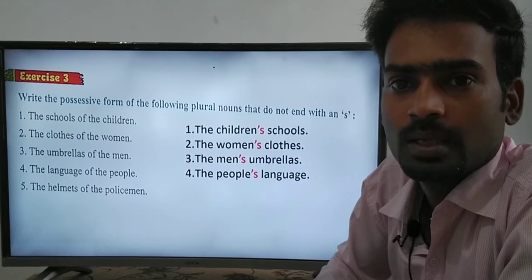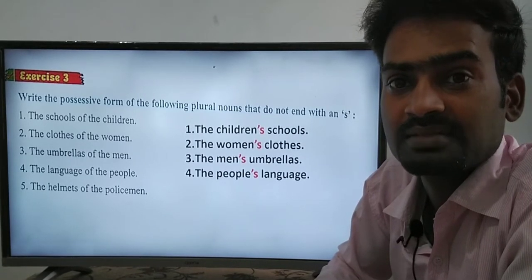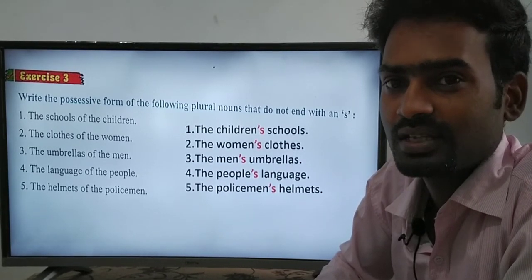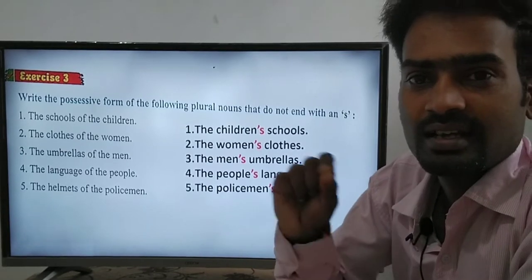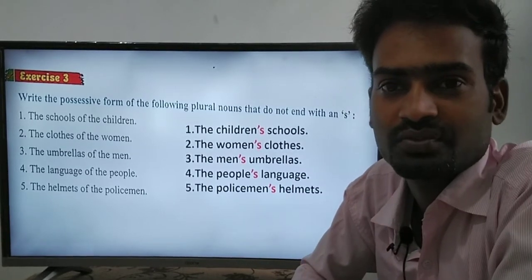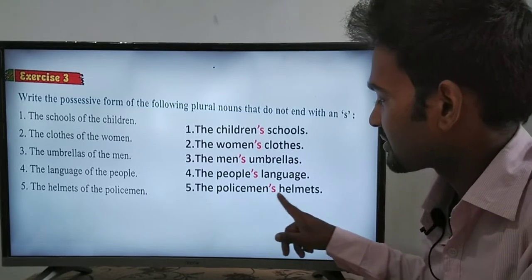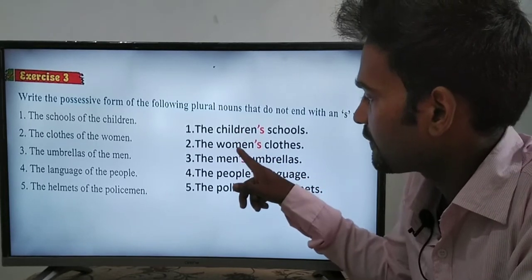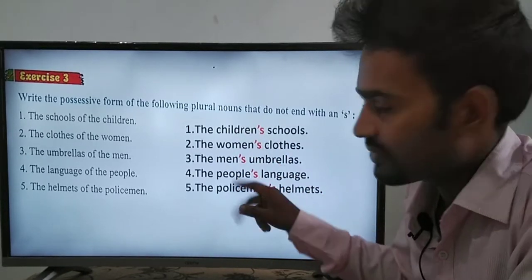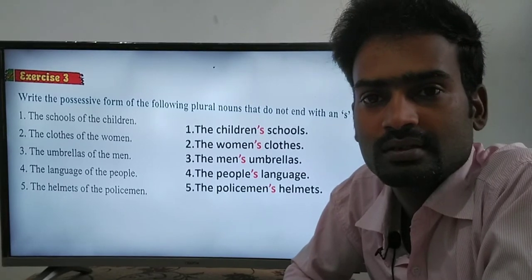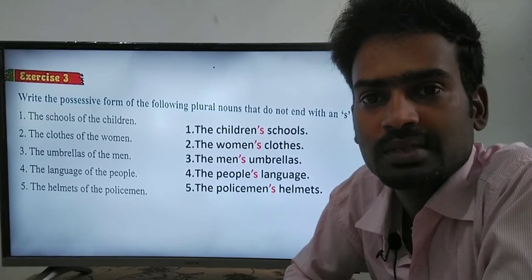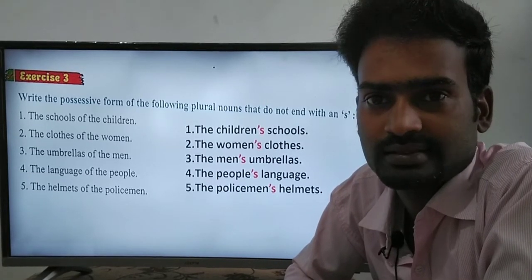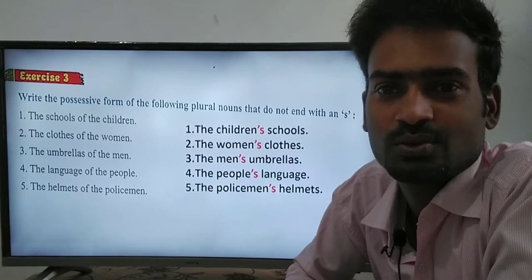The helmet of the policeman. Whose helmet? The policeman's helmet, right? So I ask you to ask the question whose, so that you can easily understand where we have to use the apostrophe. See this, all the nouns, children, women, men, people, policemen, are already plural. So there we use apostrophe and then s, as in the singular form, to make it a possession form. This is the rule, dear children.